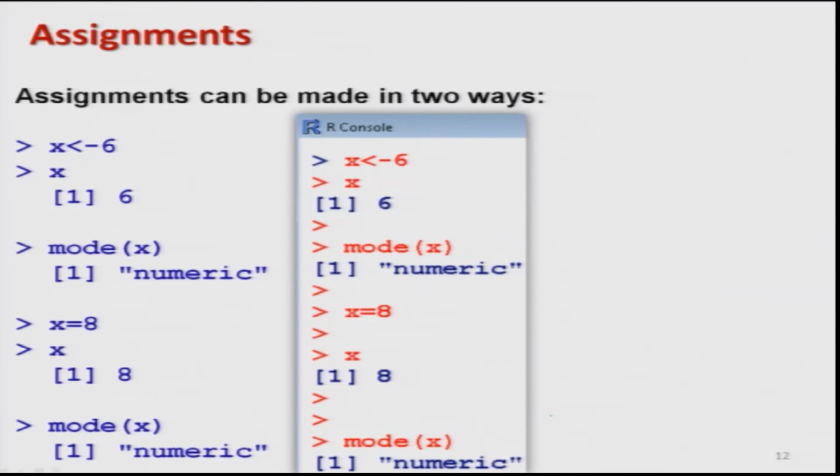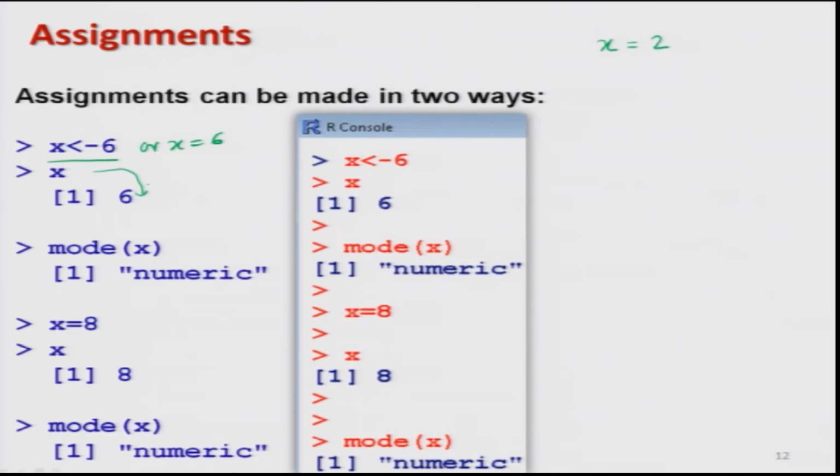Now, I come to another aspect, assignments. We have already discussed how we assign a value to a variable. For example, if you remember, earlier we discussed that if I define a variable x and write 2, that means I have assigned the value 2 to x. The same thing here, I do by writing x <- 6, or I can also directly use x = 6, and then I check the value. This gives me the value of x as 6.